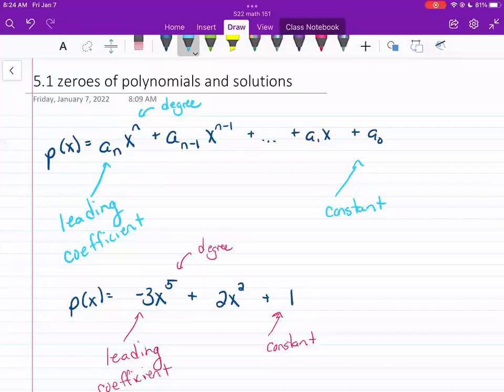Polynomials are something you've been studying for quite some time now. And today we're going to look at the idea of zeros of polynomials and their solutions. This is the generic representation of a polynomial.